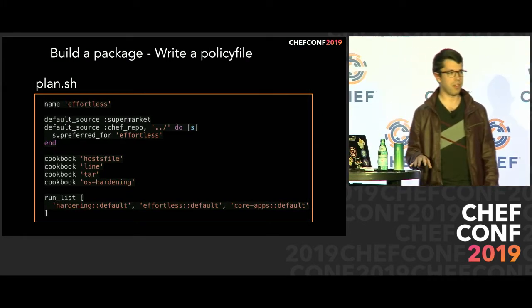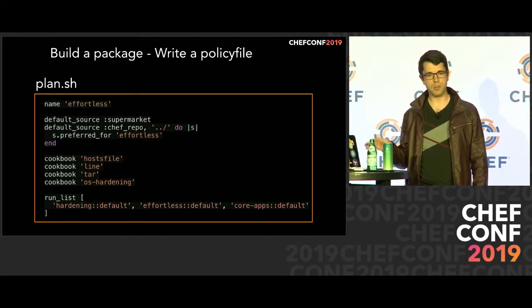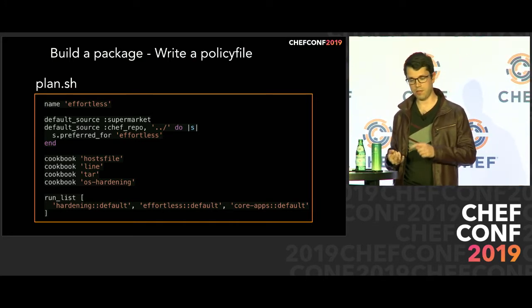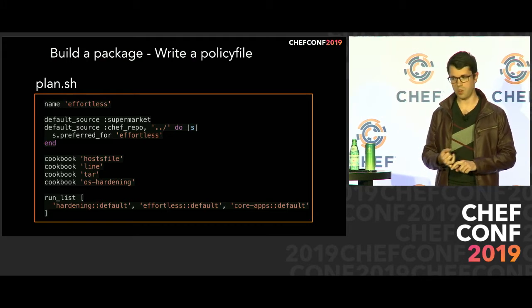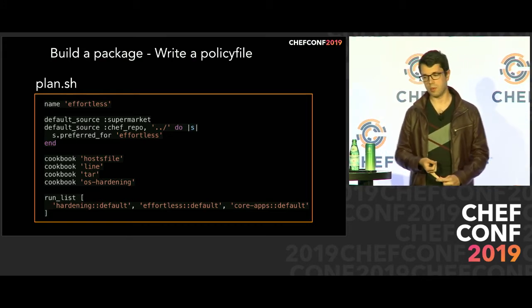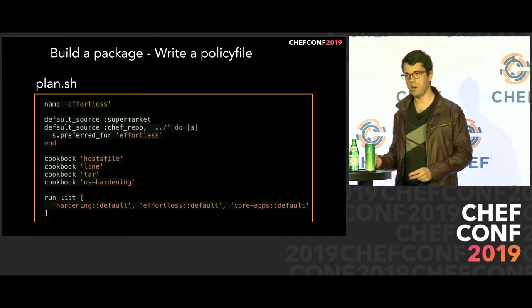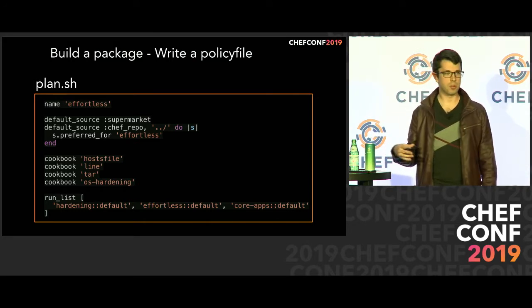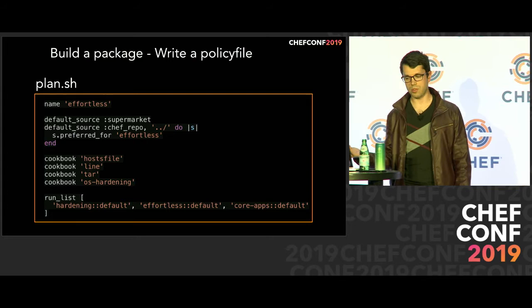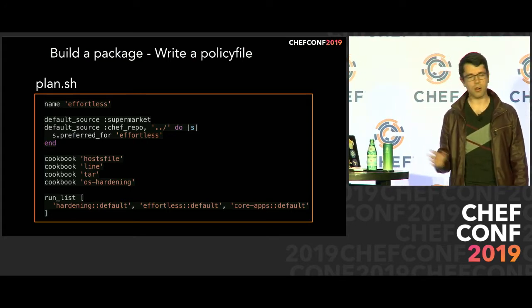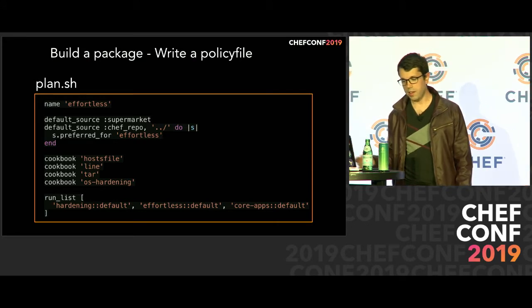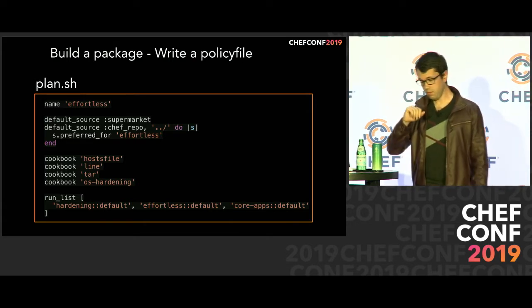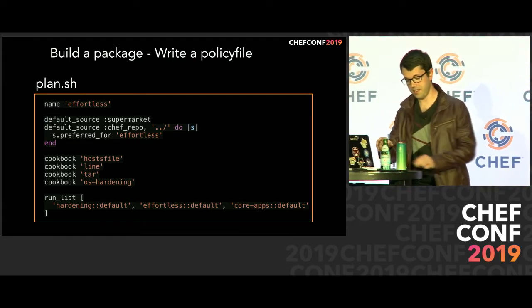So here's the policy file side of things. So the policy file does a few things. So first you have to give it a name. And what this does is allows you to specify all of the sources of your cookbooks. So whether those are coming from the supermarket, your internal private supermarket, a Chef server, Artifactory, a GitHub repo, wherever those are coming from, you can download those cookbooks and resolve those for your build. You can declare all the cookbooks that you want to pull down. And you can define the run list that you want to run Chef with.